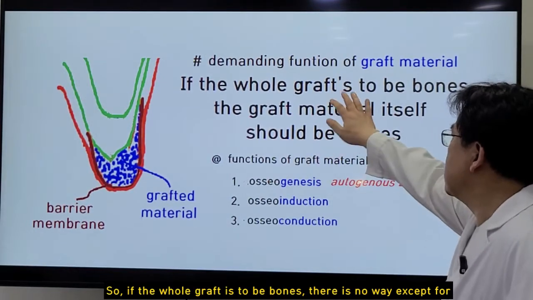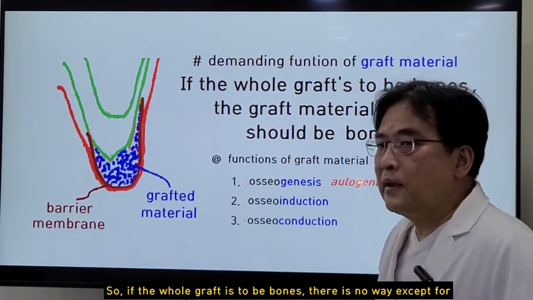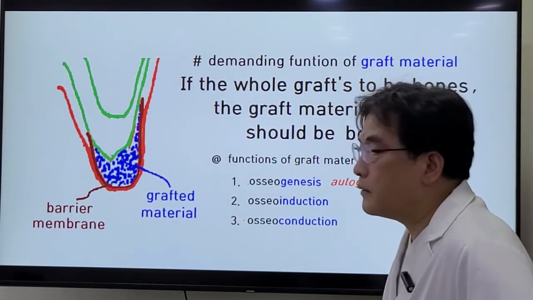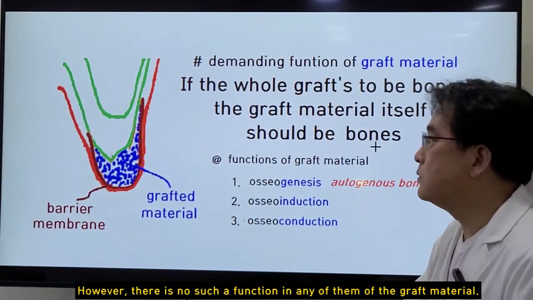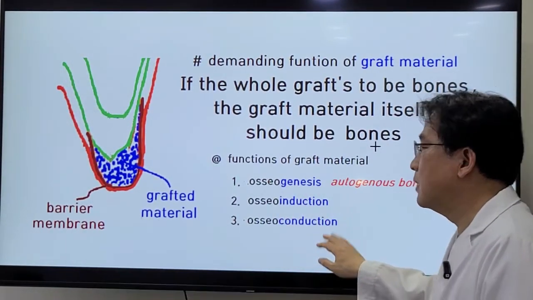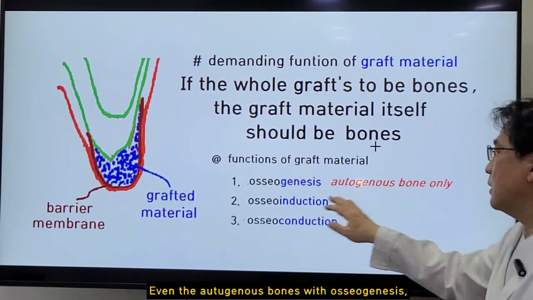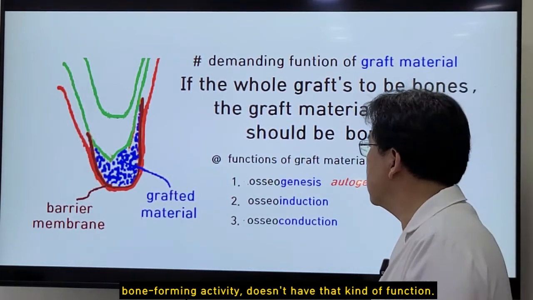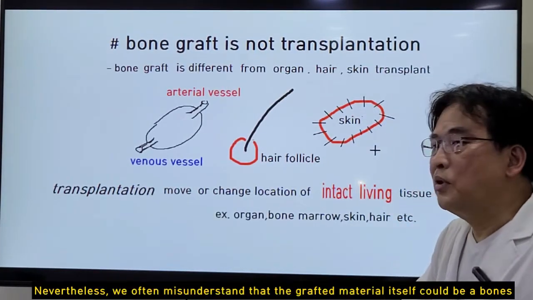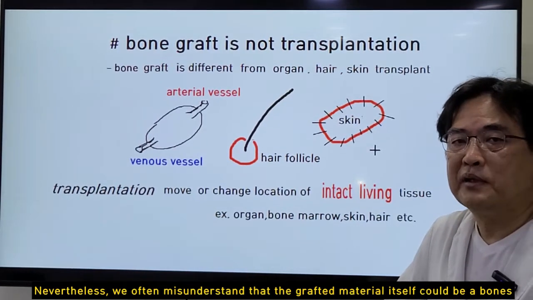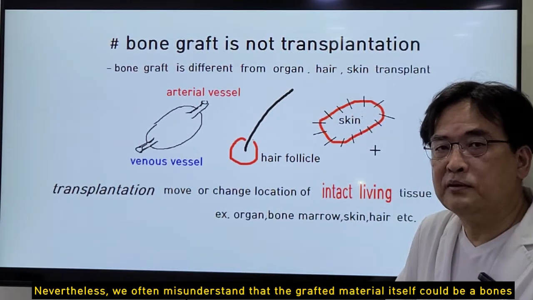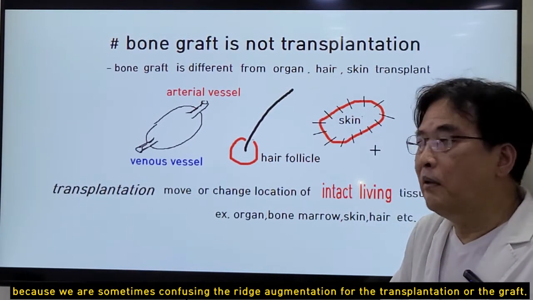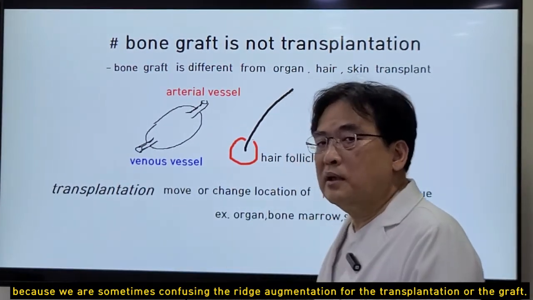So, for the whole graft to become bone, the grafted material itself would have to be bone. However, none of the grafted materials has such a function. Even autogenous bone, with osteogenesis, bone-forming activity, doesn't have that kind of function. Nevertheless, we often misunderstand that the grafted material itself could become bone, because we sometimes confuse ridge augmentation with transplantation of the graft.